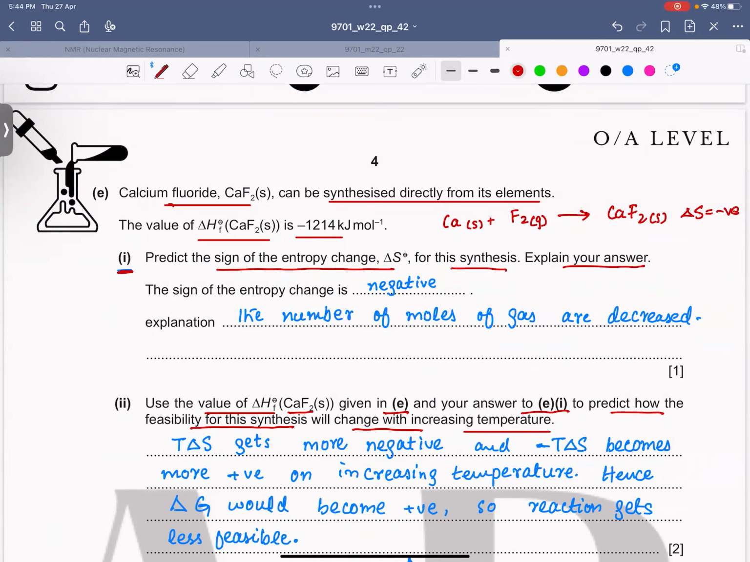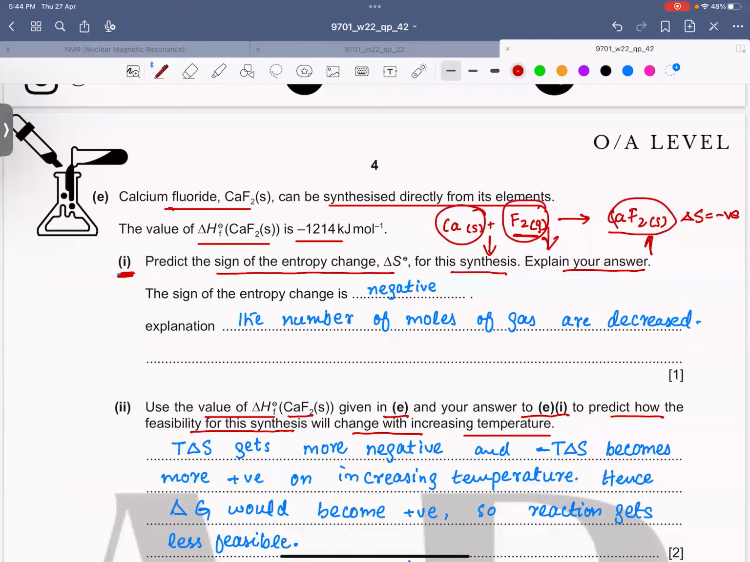So in part one, basically, if you see our product, our reactant is fluorine, which is in a gaseous state. When the reaction occurs, all of the calcium is going to be consumed. Gases have the highest entropy values, because the particles are moving randomly. So if the gas is disappearing and turning into a solid, in a solid the particles are more uniformly arranged, so the entropy of the solid would be lower, so the change in entropy would be negative. Is it clear now? Yes, sir. Thank you.